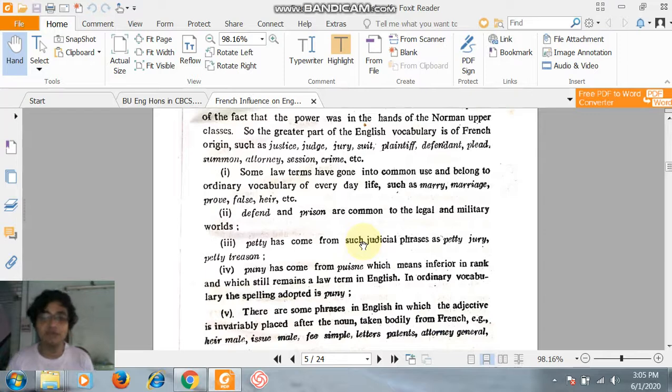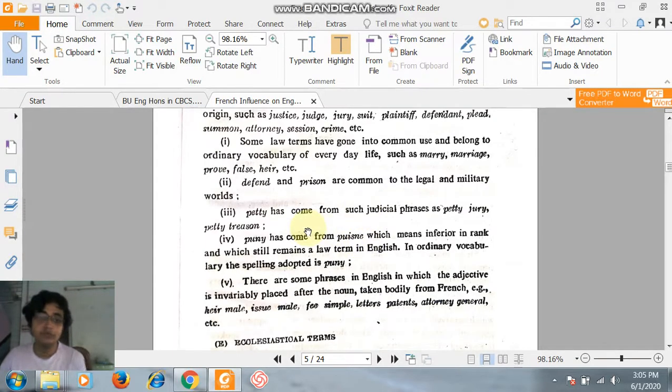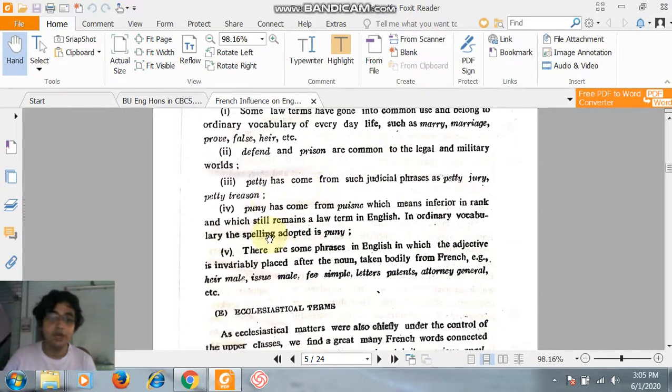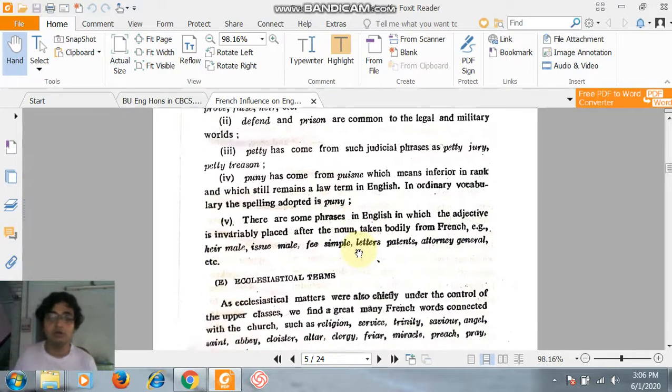Petty has come from judicial phrases like petty jury and petty treason, etc. In fact, petty has come from the French word petit, which means inferior in rank and which still remains a law term in English. In ordinary vocabulary, the spelling adopted is petty.